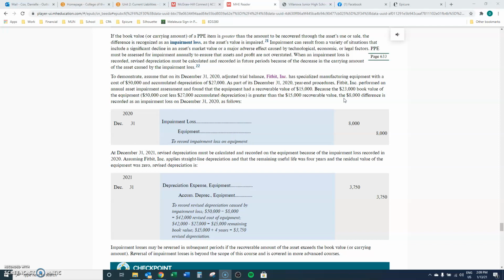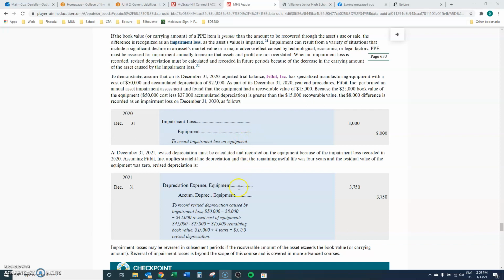So you're going to record a loss. So impairment loss, debit, and then you're going to credit that asset account. So here in this case, it's equipment. You're going to credit that asset account to bring that asset's value down $8,000. So you're going to record the loss.